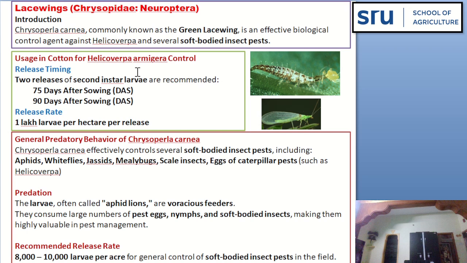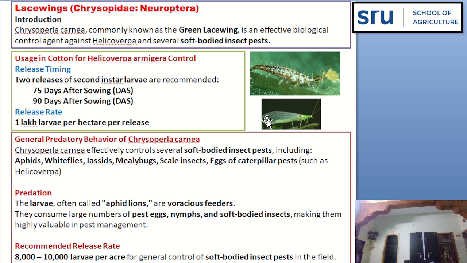For management of Helicoverpa armigera, the release timing includes 2 releases of second instar larvae. The second instar larvae released at 75 days after sowing and 90 days after sowing can manage this pest very nicely. The release rate is 1 lakh larvae per hectare per release. So this is the effective release dose for the management of Helicoverpa armigera.